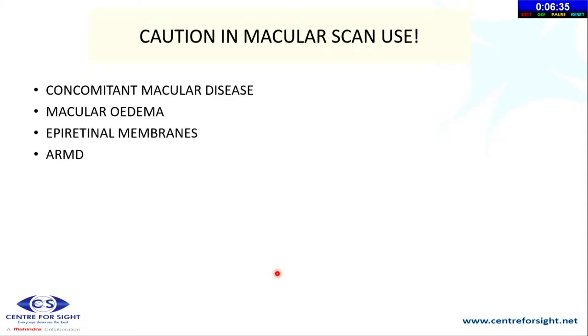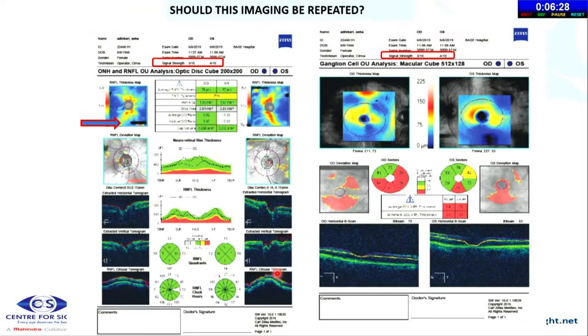Caution, when you're looking at the macula, don't forget there can be concomitant macular disease, there can be macular edema, epiretinal membranes, ARMD, etc. Now, I want an answer to this. Should the imaging be repeated? Anyone? Yes. Why should it, why? Yes.